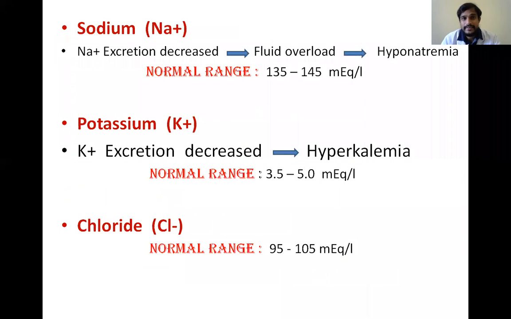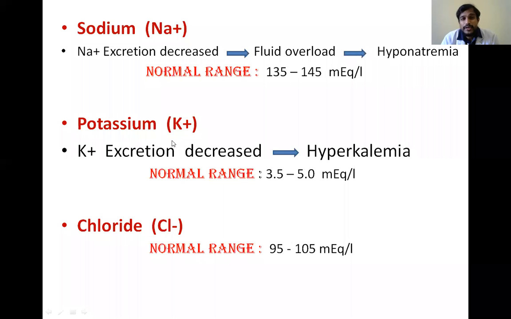Next, coming to electrolytes, sodium excretion is decreased. So when sodium is retained, it causes fluid retention, due to which fluid overload occurs and hyponatremia occurs. The normal range is 135 to 145 milliequivalents per liter.